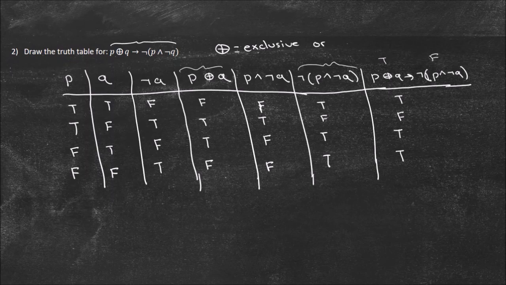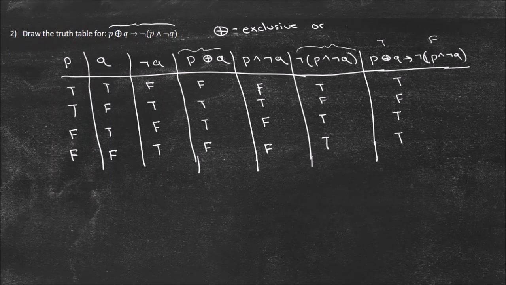So that's our truth table. That's our final table there. So hopefully that makes sense. Hopefully you get these conditionals a little bit better now.